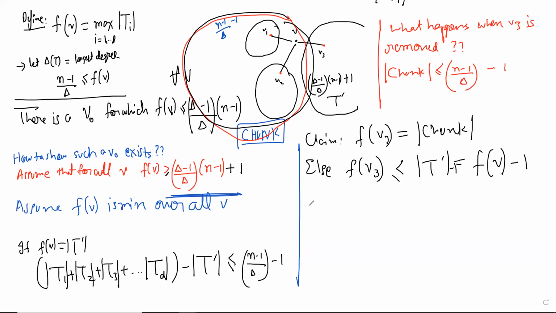It will be less than f of v, and that's a contradiction. It was so easy. Maybe I'm not so fresh today. So f of v3 is less than f of v. That's a contradiction. So f of v3 is the chunk. But then how is that a problem? So the claim is proved.